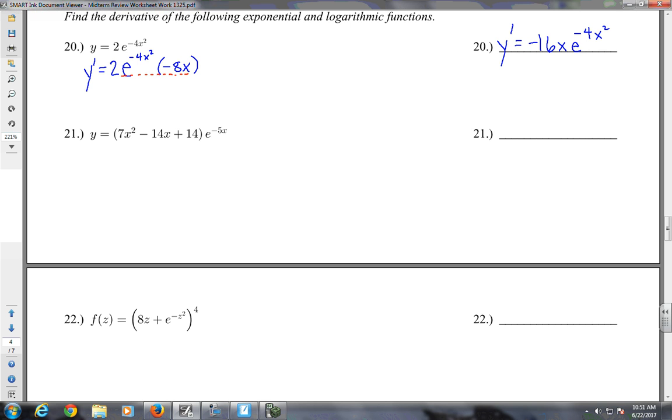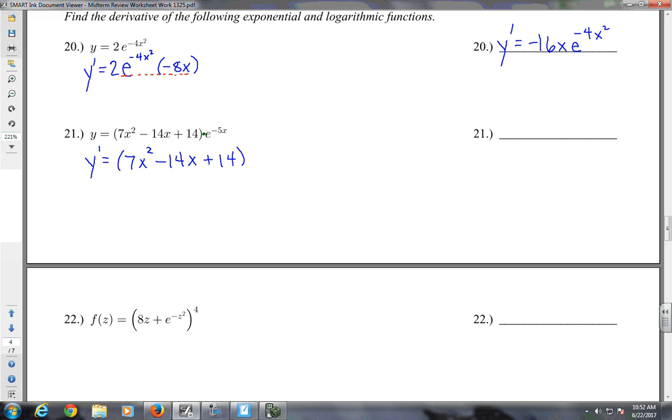On problem 21, again, we're dealing with an exponential function, but notice it's in the context of a product. We have the product of two functions on number 21. That means we're going to have to apply the product rule. So let's do that. Following our pattern, same times derivative plus derivative times same, we end up with our first factor, 7x squared minus 14x plus 14, times the derivative of the second factor.